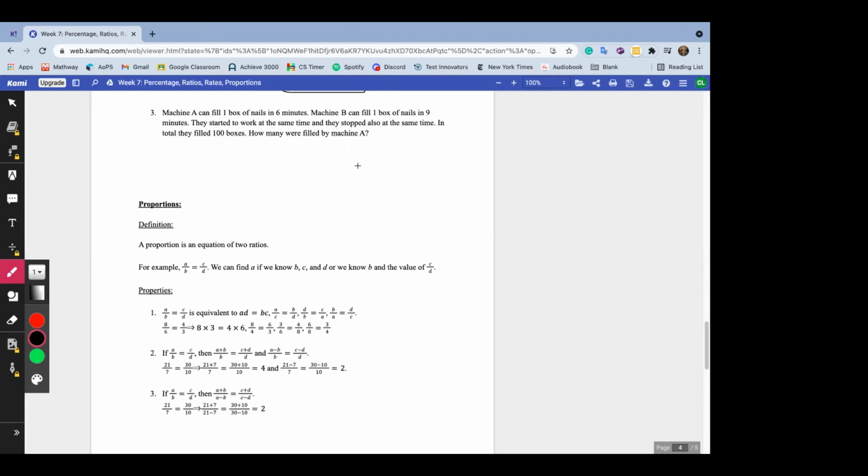I started with adding 1/6 and 1/9, but then I got 5/18, so I did 100 times 5 over 18, but now I have 250 divided by 9. How is that possible?